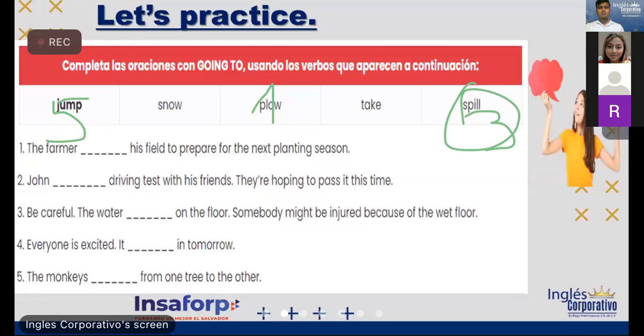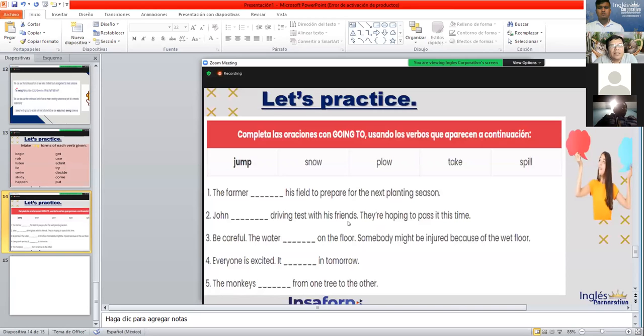It is going to snow. Everyone is excited. It's snowing. They are hoping to pass this time. No, John is going to take a driving test.